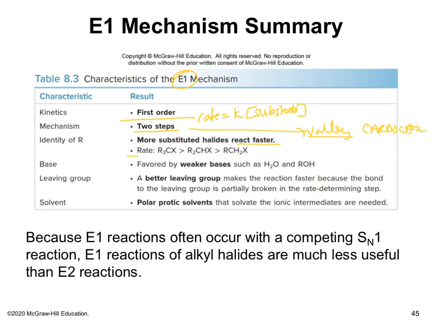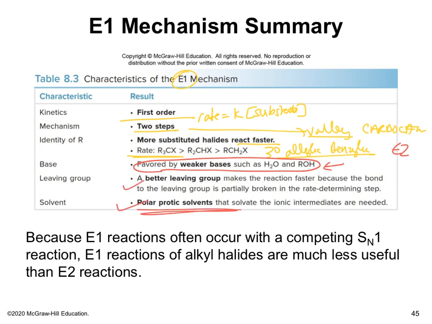The more substituted, the faster. So tertiaries are going to be your fastest. Also, allylic and benzylic will be the fastest too. How do you decide between that and an E2? It's by the weaker bases, water and methanol, alcohols. You're going to have a great leaving group and then polar protic solvents.